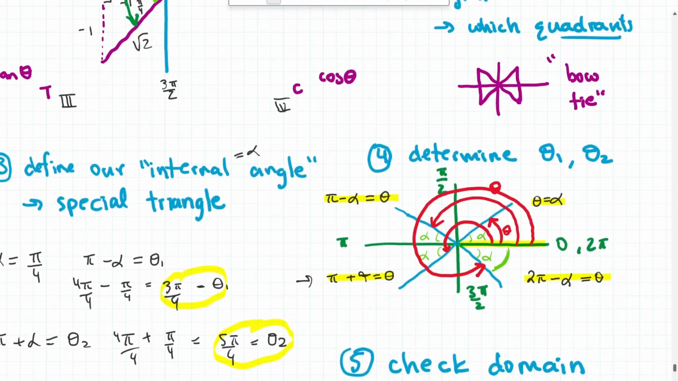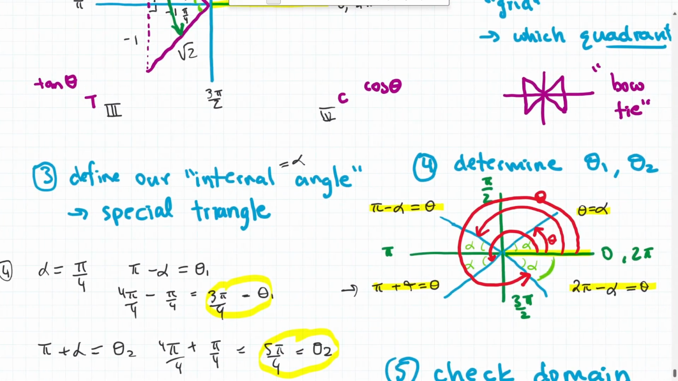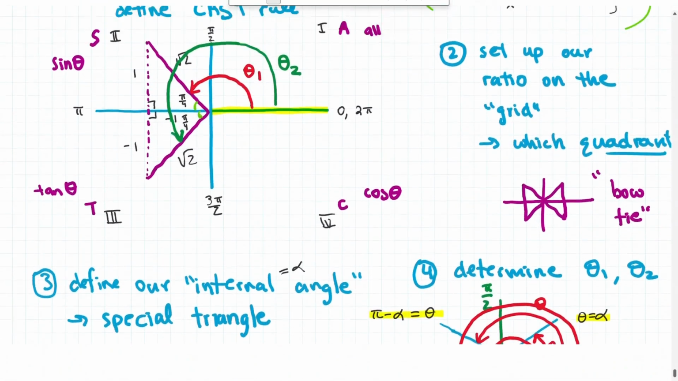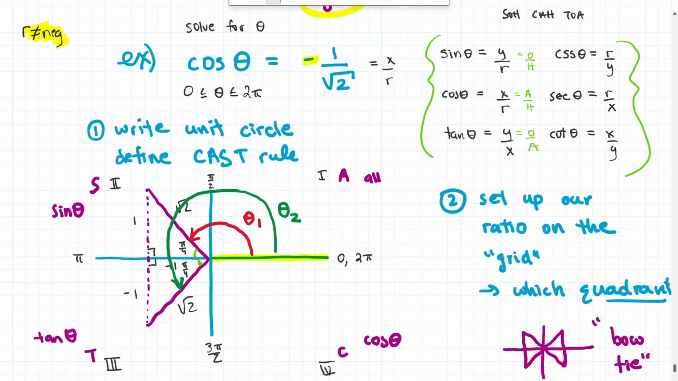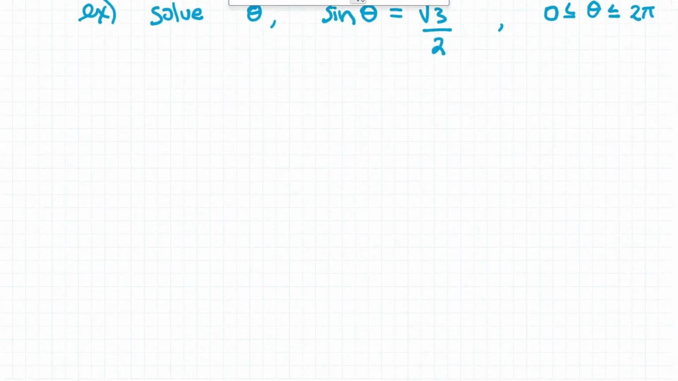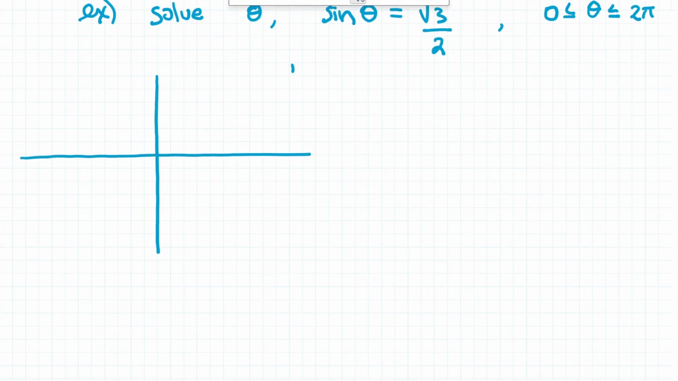So recall step number 1 all the way up here. Step number 1 is we need to write our unit circle and define our CAST rule and just set up the structure for this problem. So let's do that. We've got our quadrants 1, 2, 3, and 4. I literally recommend doing this every time. We've got C, A, S, T. No harm in doing that.